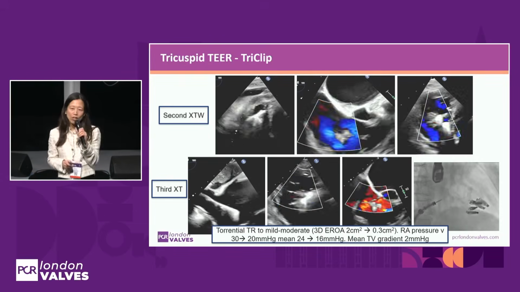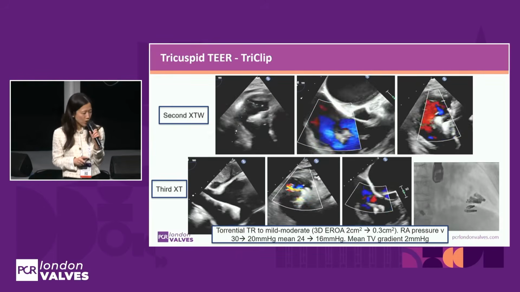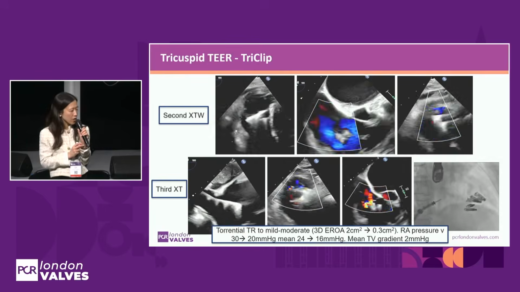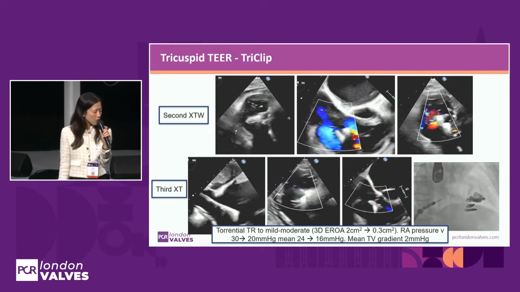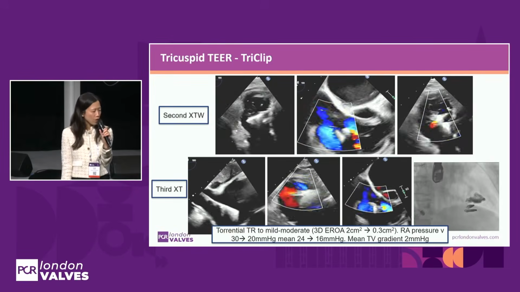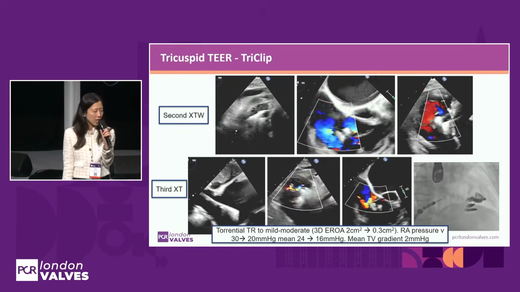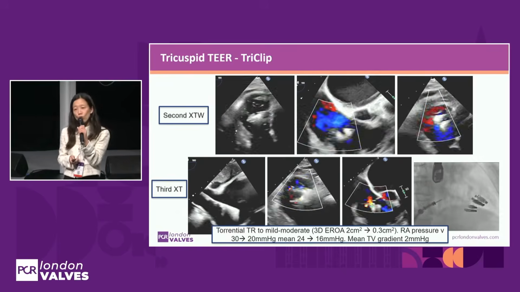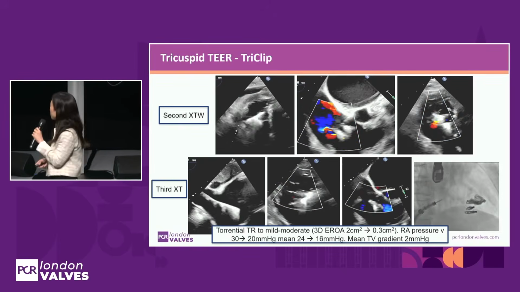So we took torrential tricuspid regurgitation in this complex valve down to mild moderate. You can see the quantitative parameters there with the 3D vena contracta orifice area. There was also quite a reassuring reduction in the right atrial pressure with a V wave of 30 down to 20, a mean of 24 down to 16, and a mean tricuspid gradient of just 2, which we felt was a pretty decent outcome given the anatomy. Great, congratulations.